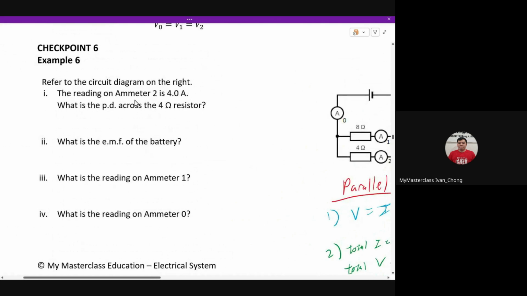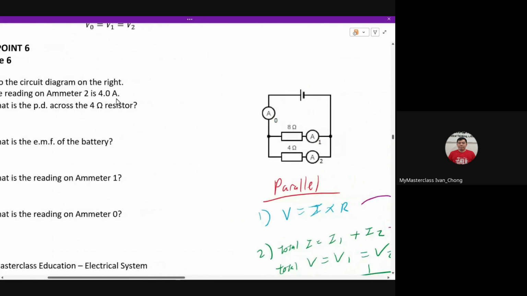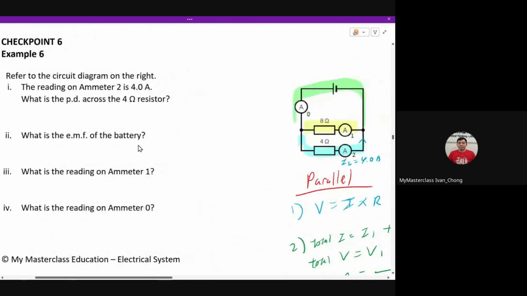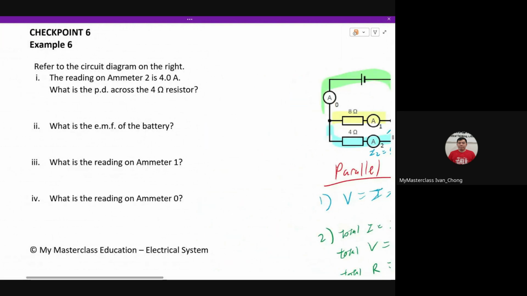Now, let's see over here. The reading on ammeter A2 is 4.0. So this guy, we're going to just call it I2. I2 is 4.0. Okay, so do take note, I2 is only for the blue color path. The rest is green. All right, do take note. So now they're asking you, what is the PD, which is your voltage of the 4 ohms, right? 4 ohms is actually your V2. So they're asking you what's the V2.